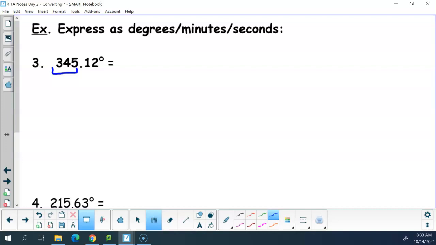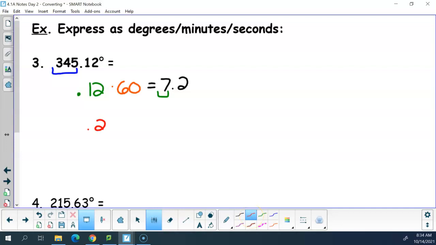And then I'm going to forget about that. So I'm just going to go with 0.12. I need to convert that into minutes. What do you think I'm going to multiply by? 60. So I multiply that by 60. 0.12 times 60 is 7.2. So now this becomes my minutes. And I drop it. So that leaves me with 0.2.